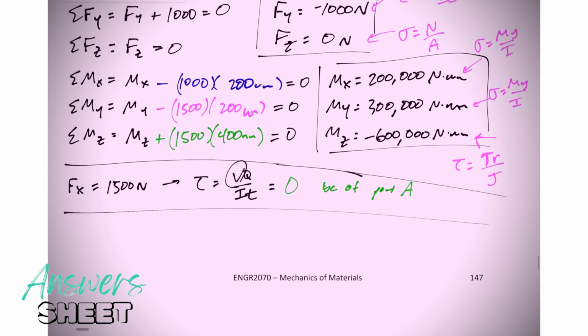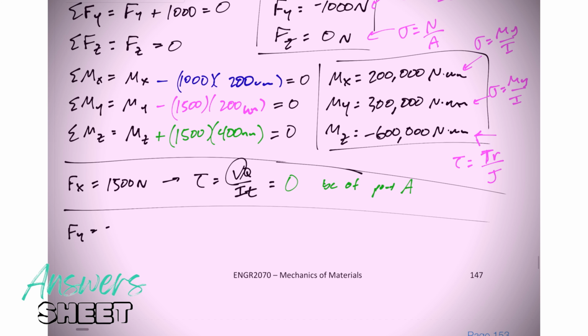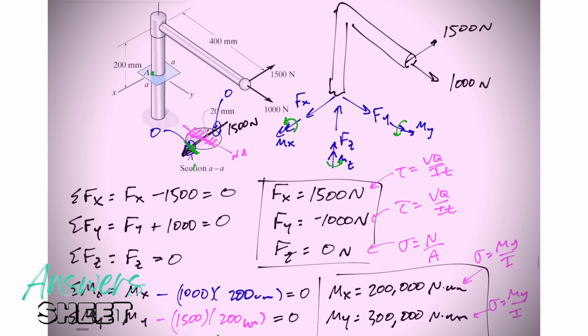All right, let's look at Fy. Fy negative 1000. It's a shear. It could be VQ over IT. Let me erase this because I have a new neutral axis. I've got a new force that I'm looking at. Don't reuse any of that. All right, so now I have a force in the negative y direction of 1000 newtons.